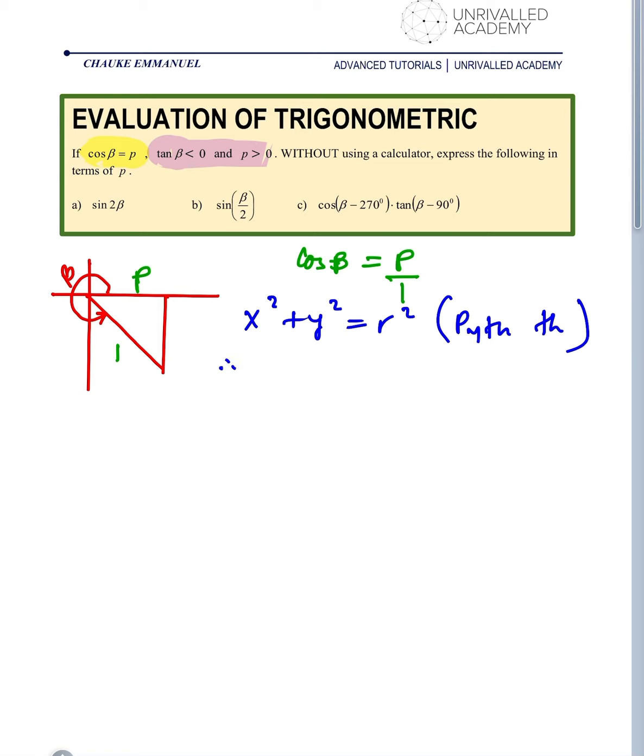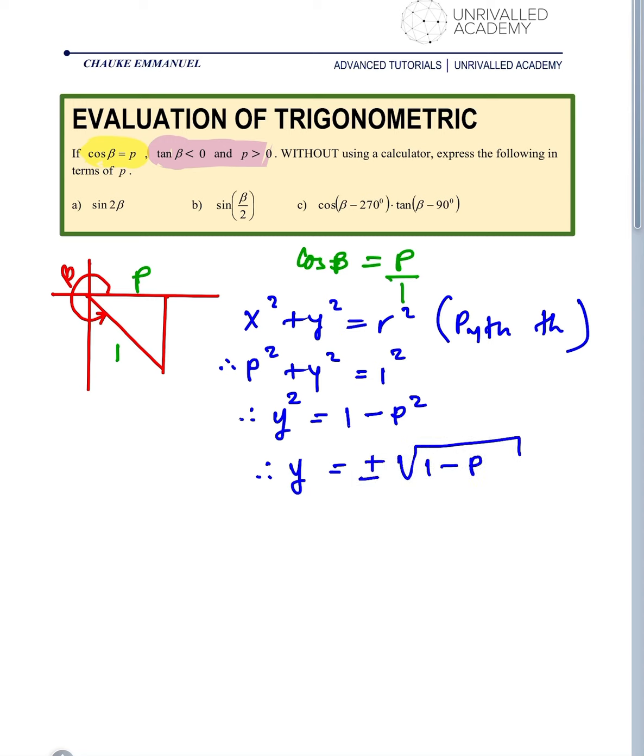What is x? x is the adjacent side, which is p squared, plus y squared is equals to, what is r? r, remember, is the hypotenuse, which is going to be 1 squared. When you square 1, you're going to get 1. You transpose p squared, and then you want to solve the value of y. So you will then say, well, y equals plus or minus the square root of 1 minus p squared.